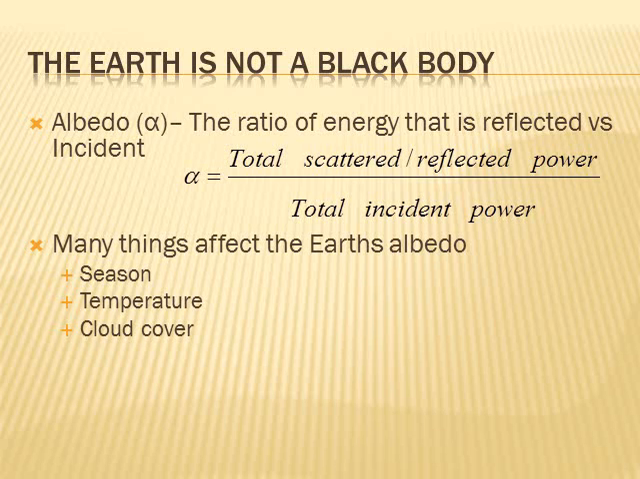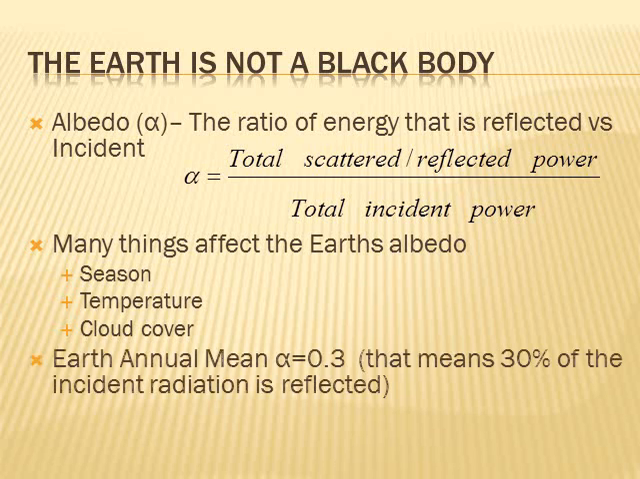White clouds are white, and when something is white, it will reflect all of the colors. That's what makes it look white. And so, cloud cover being white will reflect more light. Okay, the Earth's actual mean albedo is about 0.3. That means about 30% of the incident radiation is reflected. 30% of whatever hits the Earth is sent back out.